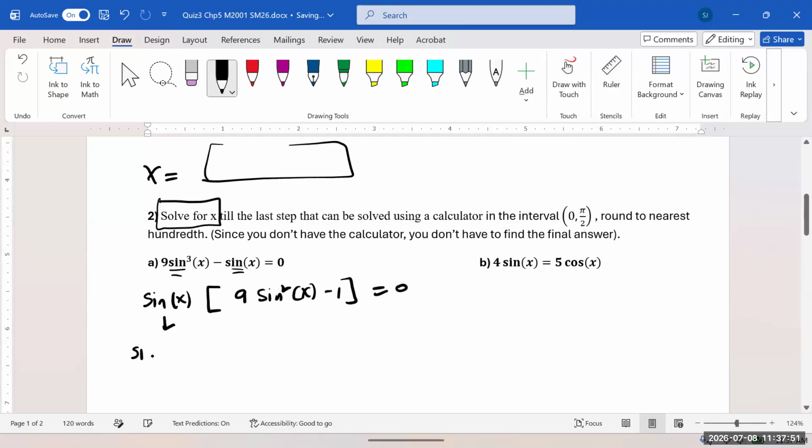So we said sine x equals 0. That tells us x should be, if you look at the sine graph, we have 0 here, here, and here. So this is 0, this is pi, this is 2 pi. Unfortunately, 0 is not included, and there is no 2 pi in our domain. So there is no x.